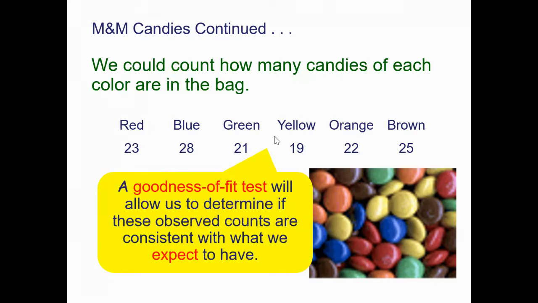A goodness of fit test will allow us to determine if these observed counts are consistent with what we expect to have. So let's say we got our proportions from the website. We could test to see if what we have is close enough to what we would expect.